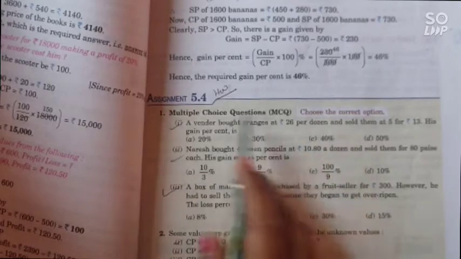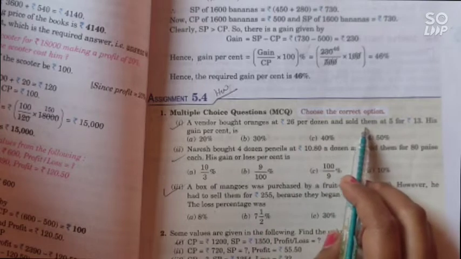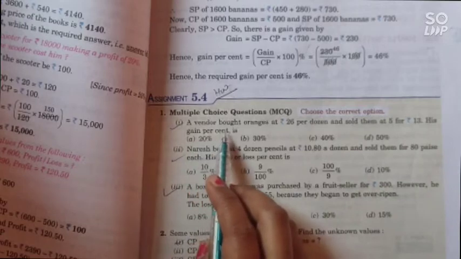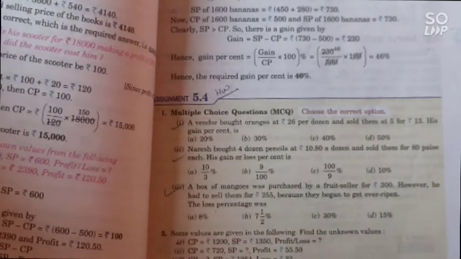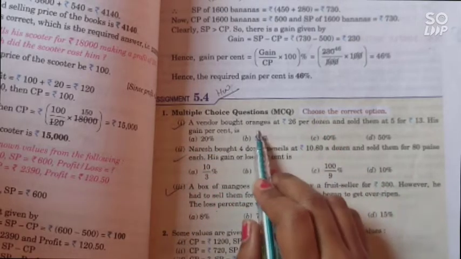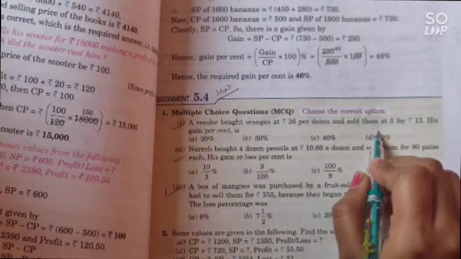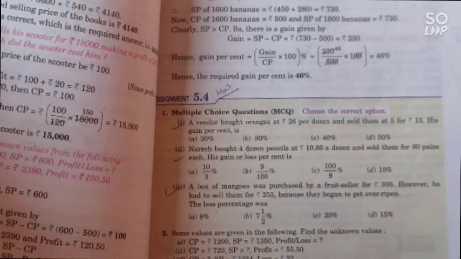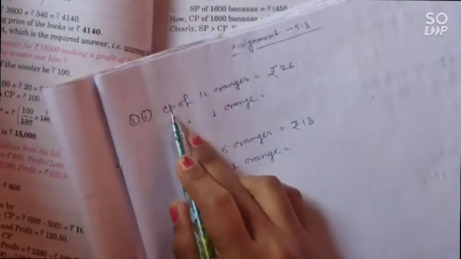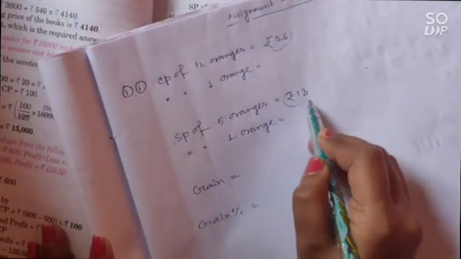So the first questions are MCQs. A vendor bought oranges at 26 rupees per dozen and sold them at 5 for 13 rupees. You have to find the gain percent. So a vendor bought 1 dozen oranges at 26 rupees and sold 5 oranges at 13 rupees. Here it is given the cost price of 12 oranges is 26 rupees, and the selling price of 5 oranges is 13 rupees.